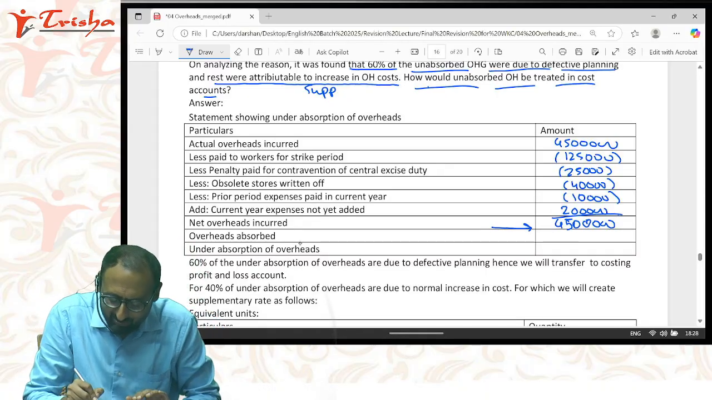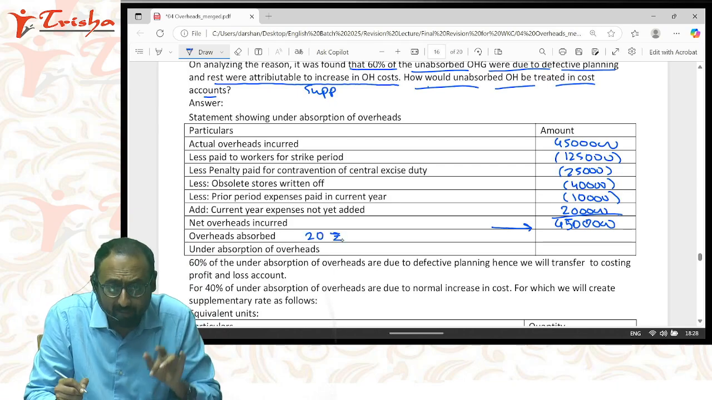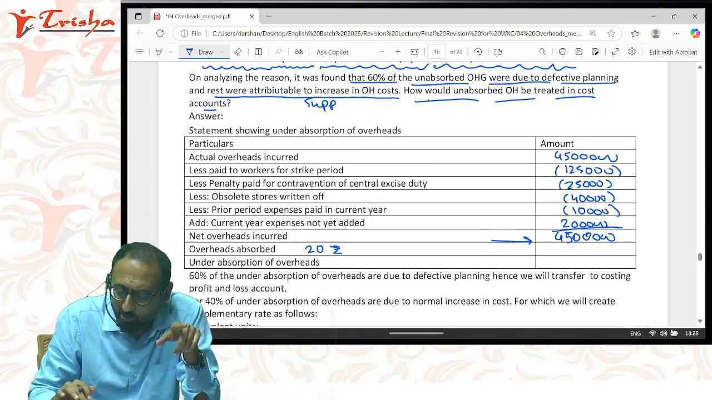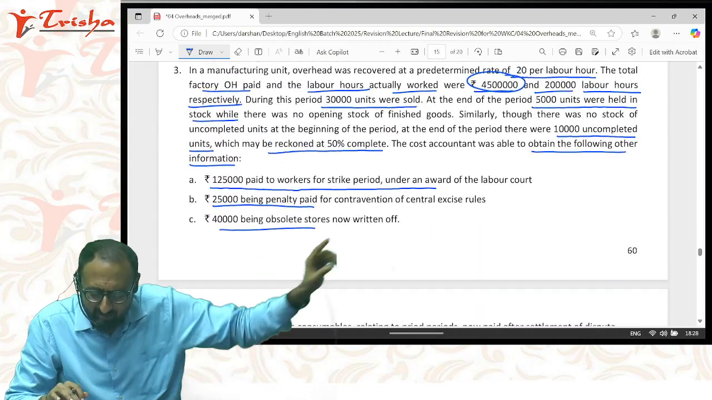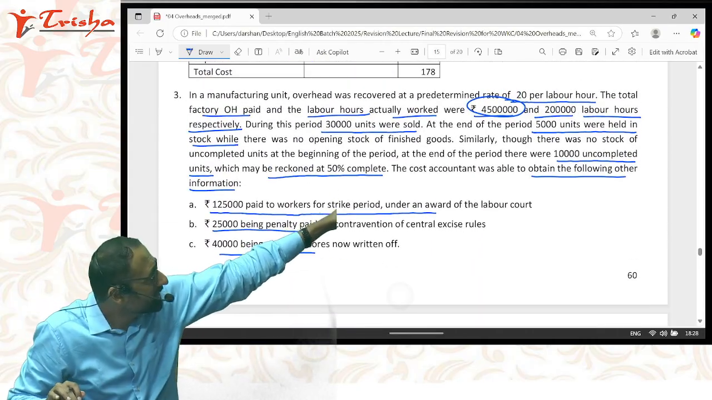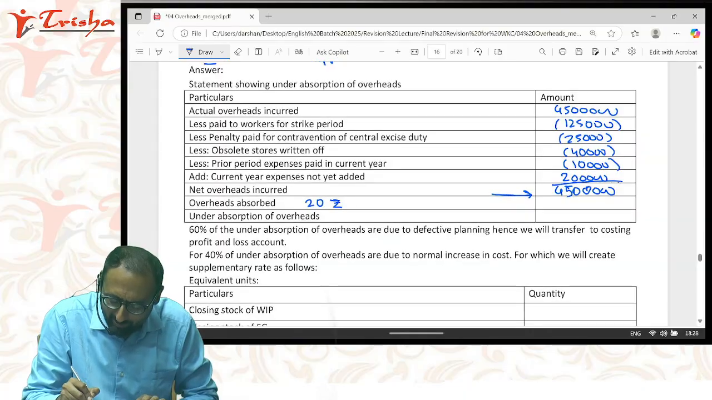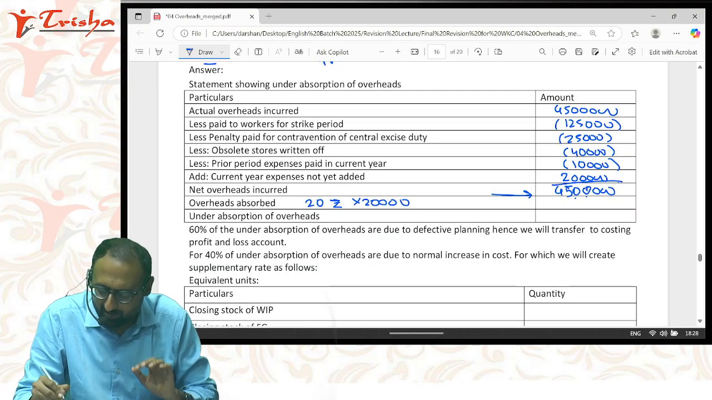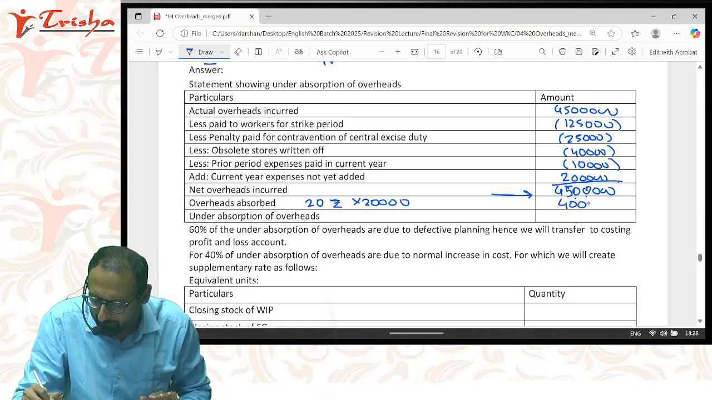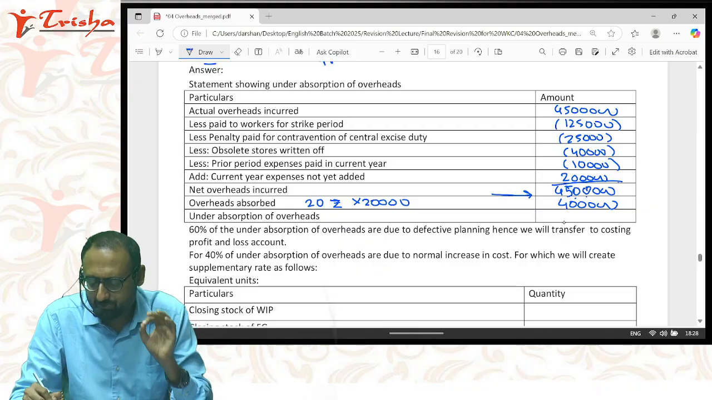So in this question, 20 rupees is the overhead rate per labor hour. And how many labor hours are given in the question? They have given 2 lakhs. So 2 lakhs multiplied by 20, is it 40 lakhs? Now the under absorption comes to 5 lakhs.